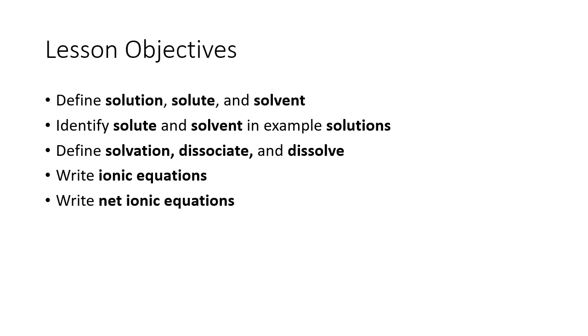So what are our lesson objectives? We're going to define what a solution is, what a solute is, and what a solvent is. We'll identify solute and solvent in examples of solutions. We'll define solvation, dissociate, and dissolve. All of those are slightly different concepts which apply to this stuff. And then we will write ionic equations and write net ionic equations.